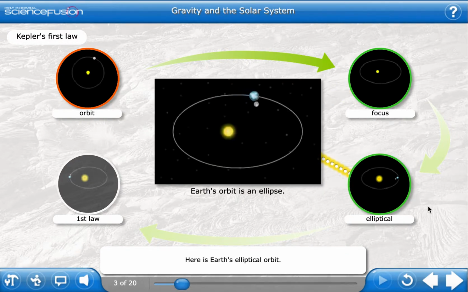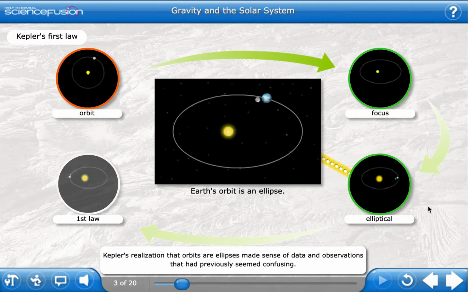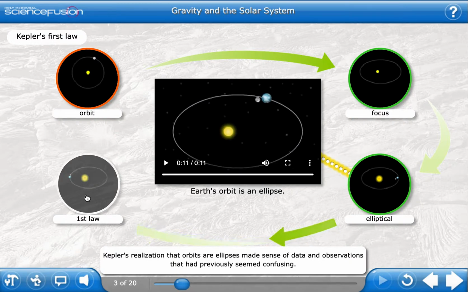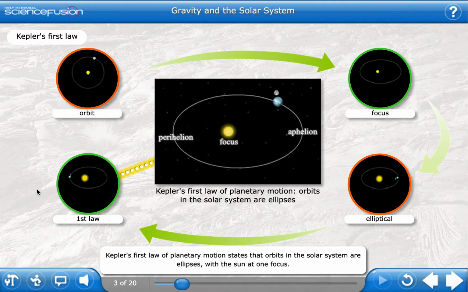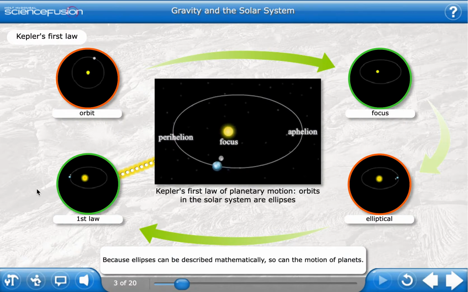Here is Earth's elliptical orbit. Kepler's realization that orbits are ellipses made sense of data and observations that had previously seemed confusing. Kepler's first law of planetary motion states that orbits in the solar system are ellipses, with the sun at one focus. Each orbit has a far point, called the aphelion, and a near point, called the perihelion. Because ellipses can be described mathematically, so can the motion of planets.